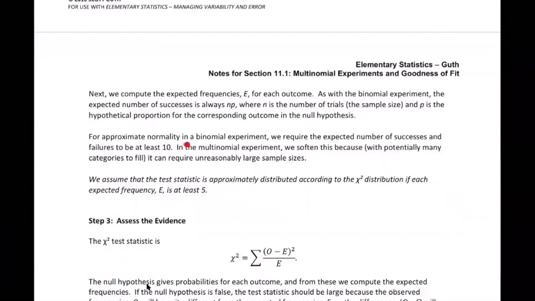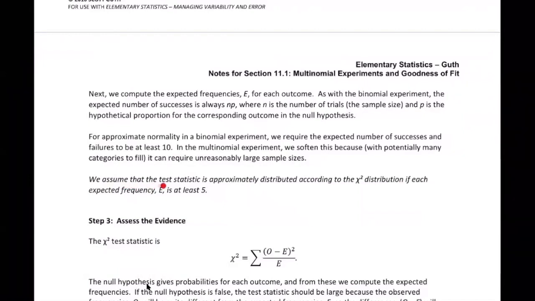For approximate normality in a binomial experiment, we require the expected number of successes and failures to be at least 10. Expected number of successes is NP. Expected number of failures is NQ. In the multinomial experiment, we softened this because with potentially many categories, it can require unreasonably large sample sizes to get at least 10 in every category, because you're spreading your data out thinner and thinner. If you're following me on this, the more categories you have, the harder it is to fill them up with 10 values. So they soften the blow.